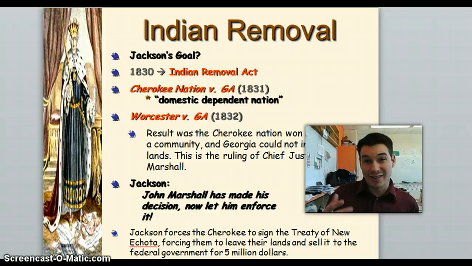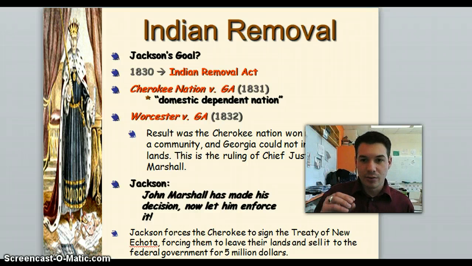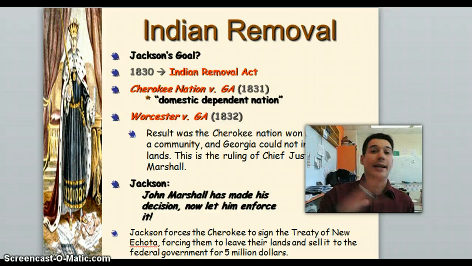Now, Jackson's Native American policy is less than good. He actually puts through in 1830 the Indian Removal Act, which then brought the Cherokee Nation versus the state of Georgia, which even went further and brought Worcester versus Georgia to the Supreme Court. And the Supreme Court case was pivotal because Worcester, a Cherokee chief at the time, resulted in the Cherokee Nation winning recognition as a community, and Georgia could not invade their lands. Jackson wanted to remove them from their lands. They had good farming land there, and he thought Native Americans would just go, and Americans could have that land to farm.